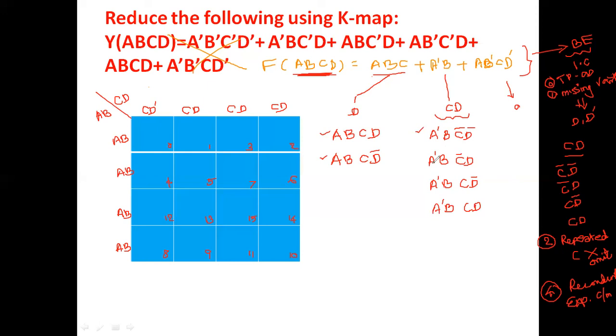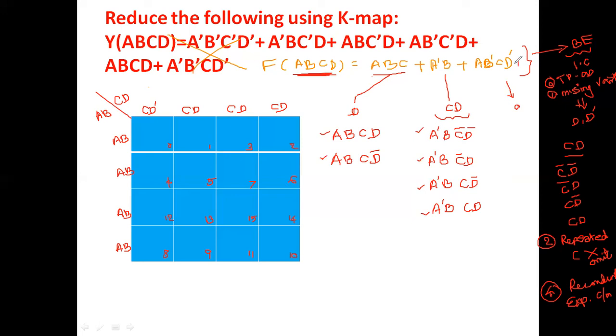And then A bar, B, C bar, D. A bar, B, C bar, D bar. Then A bar, B, C bar, D. Nowhere repetition. And then A bar, B, C, D bar. No repetition. Then A bar, B, C, D. Okay, here also no repetition. So you consider it as it is.